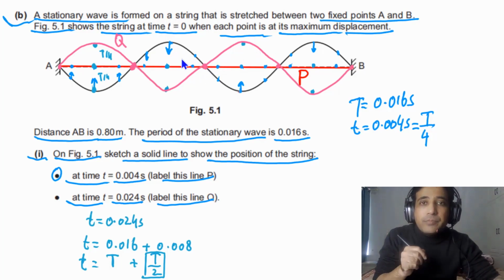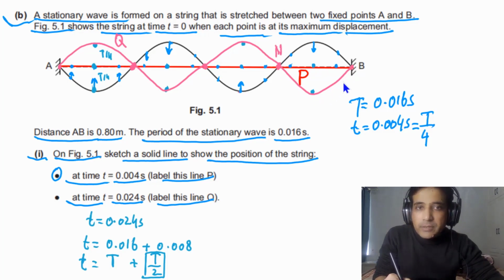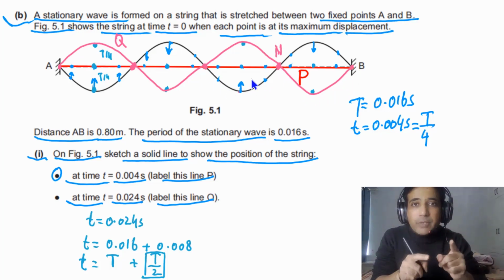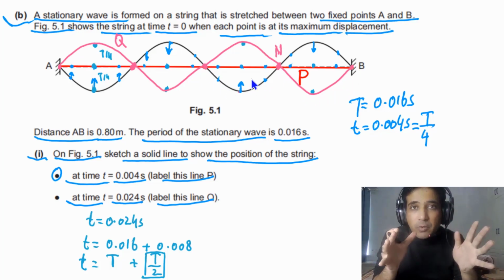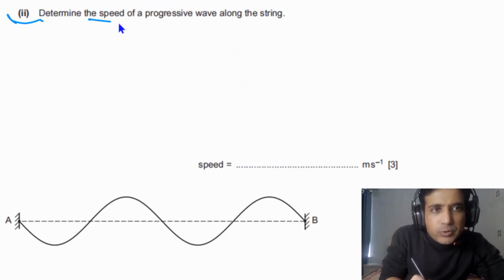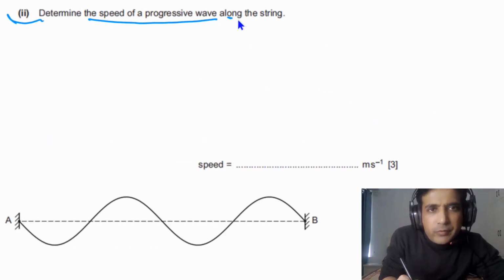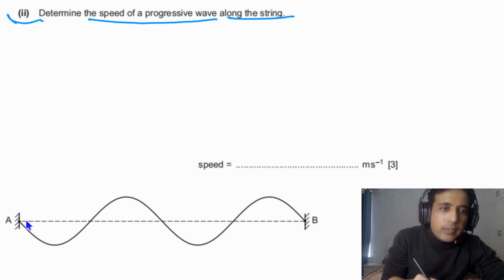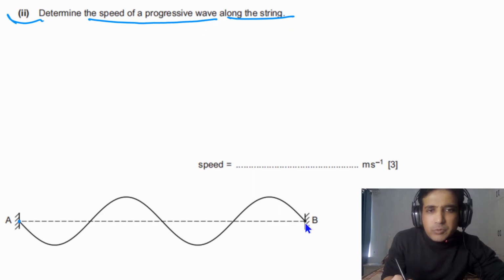So these points are very important. If I look at this point, this one is the node. All the particles in this loop and all the particles in this loop are in antiphase, meaning they have a phase difference of 180 degrees. For the second part, we need to determine the speed of a progressive wave along the string. For this question, the distance between point A and B is given to us. This is equal to 0.80. So L is given to us.